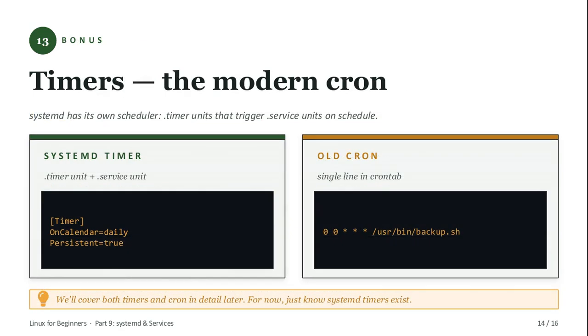And here's a quick bonus before we wrap up. Systemd has its own built-in scheduler called timers. Instead of a single cron line, you write 2 small files. A .timer unit that says when to run, and a .service unit that says what to run. The payoff is real. Timers log to the journal. They can catch up on missed runs with Persistent=true, and they integrate with everything else we've learned. We'll dig into timers and cron properly later in the series. For now, just know the modern option exists.